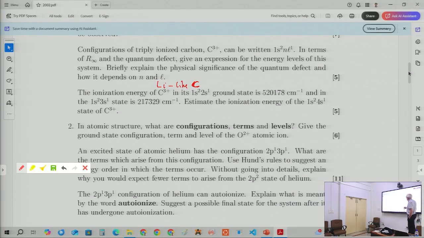So this then has a rather simple electronic structure. It's basically a closed shell 1s squared, which we could just forget about for the whole rest of the question, and then a 2s electron.